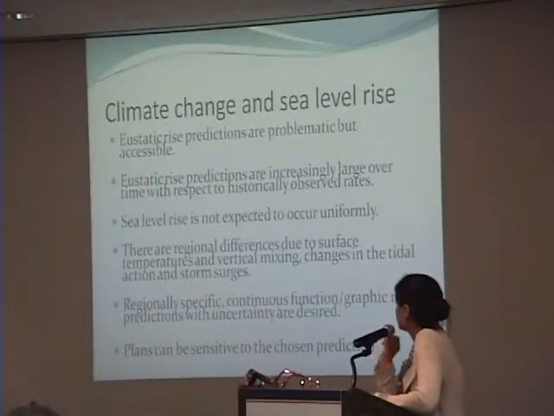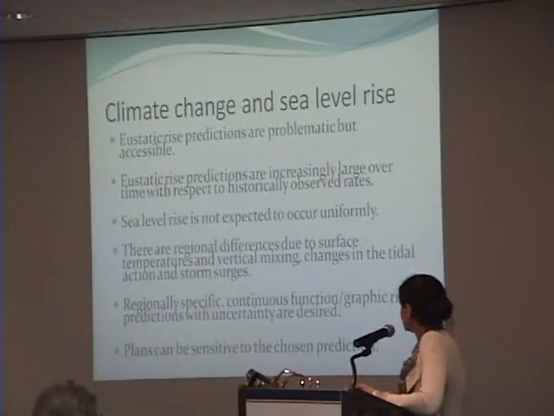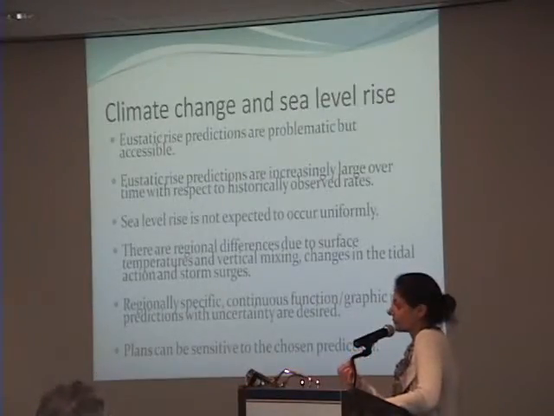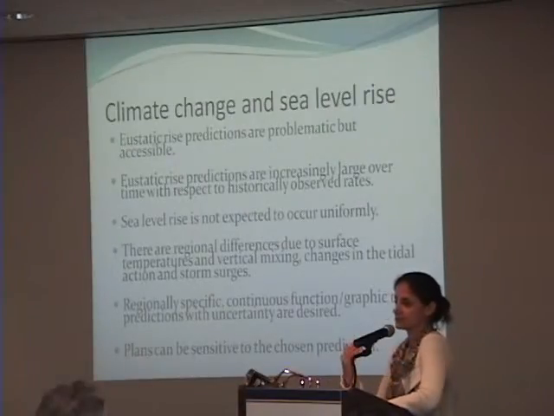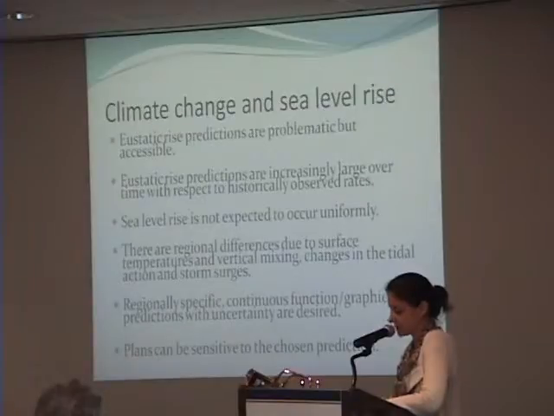This is due to regional differences in surface temperatures and vertical mixing, and changes in tidal action and storm surges. What we need is something that has already been started by Professor Wallace and the researchers at the University of Miami and some other universities here in Florida. We really need regional, specific, continuous-function sea level rise predictions with uncertainty analysis, if possible. Of all those static rise predictions, the only one that I think has an uncertainty analysis is the one published by EPA. So maybe I'm not right, maybe I don't have the full information on that.